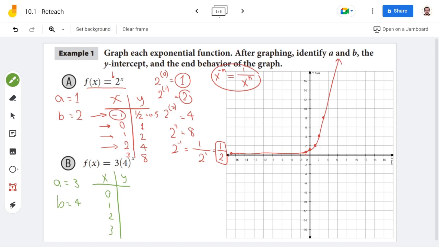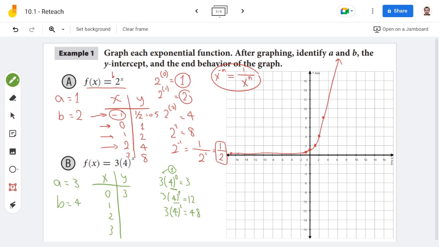Now, if I need to replace, so 3 times 4 to the power of 0. As I told you, 4 to the power of 0 is equal to what? It is equal to 1. So now 1 times 3 is equal to 3, so this one is 3. Now, 4 to the power of 1 is equal to 4, and 4 times 3 is equal to 12. Then 3 times 4 to the power of 2. 4 to the power of 2 is equal to 16, so 16 times 3 is equal to 48.